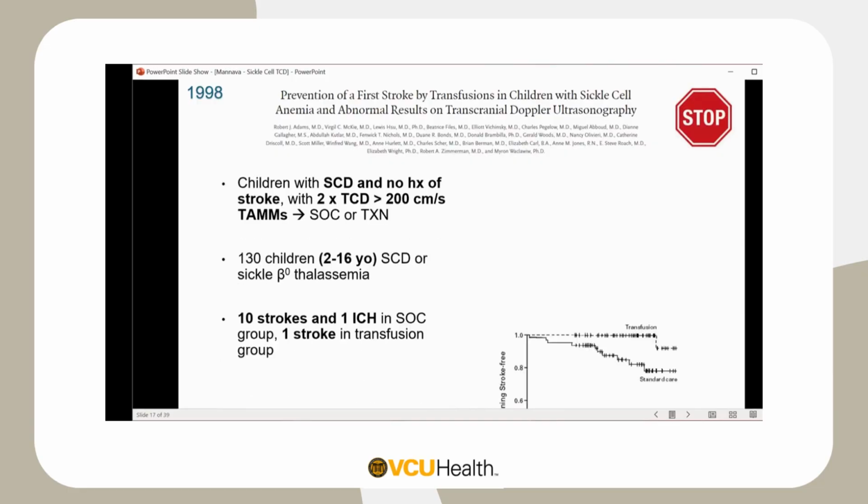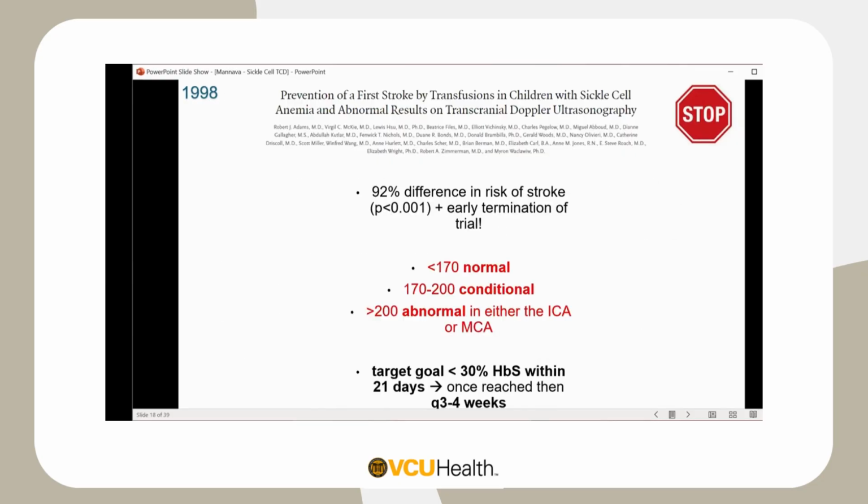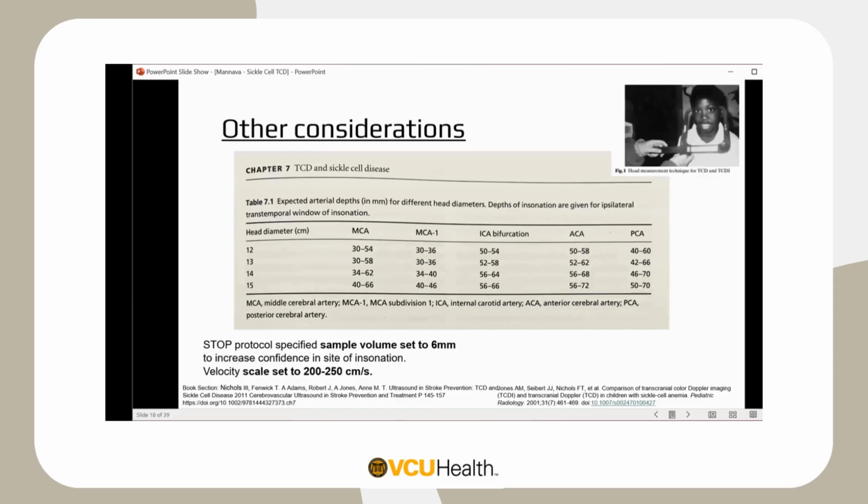So the STOP trial was conducted in 1998 and basically took this same TCD protocol and found that if you had 2 TCD findings of greater than 200 centimeters per second on non-imaging TCD, they randomized to standard of care versus transfusion. Those who got transfusion only had 1 stroke, but the non-transfusion limb had 11 CVAs. And so there was a 92% difference. They stopped the trial early and developed the protocols that we still use to this day.